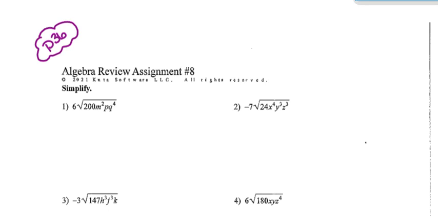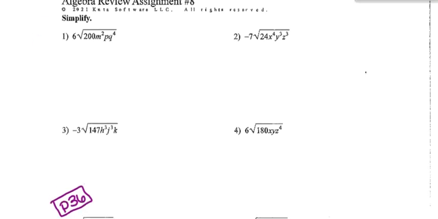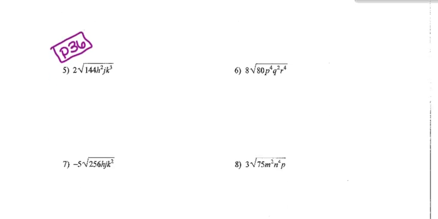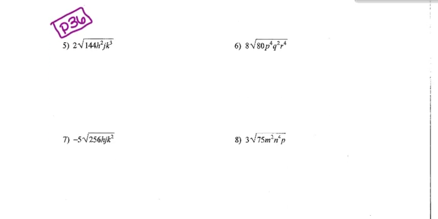I'm in your purple packet on page 36, and I'm going to go ahead and jump down to number 5. We'll look at one of these and only one of these together because most of you are pretty good at this by now. To simplify radicals, I'm going to look at everything under the radical, and I'm going to separate all of the terms under the radical into factors that are perfect squares and factors that are not perfect squares.